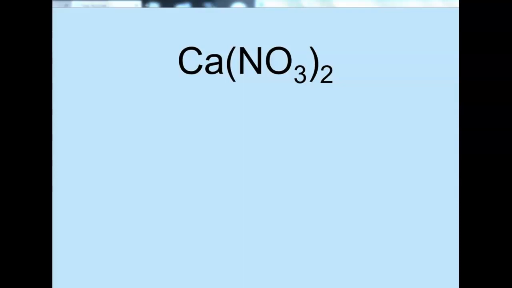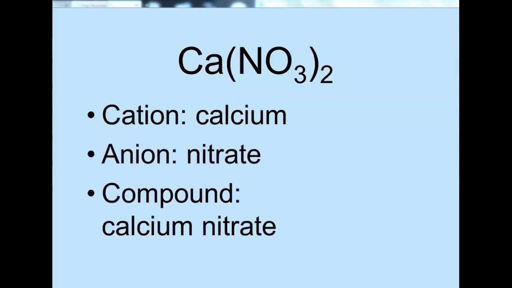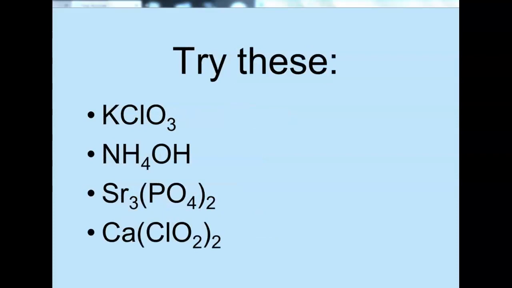Alright, so this time we just want to write the name. We have the formula. All we have to do is write the names of the ions. So the cation is calcium, the anion is nitrate, the compound is calcium nitrate. None of those covalent prefixes. No calcium dinitrate, that would be wrong. We only name the compound by naming the ions. Try these on your own, hit pause, come back when you're done.